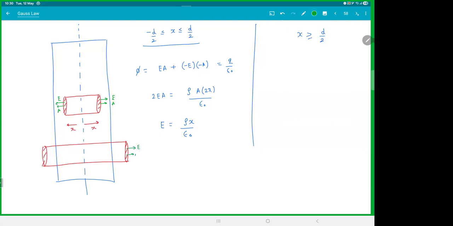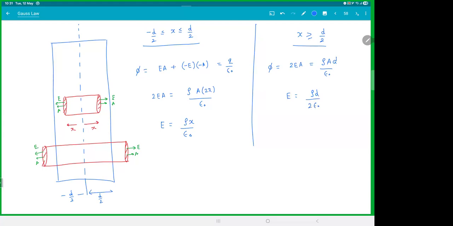This is E, this is A, this is E, and this is A. Same story. Here also the flux will be 2 times EA. But this time the charge will be rho into A into, remember, the thickness is only up to D. So that will be rho A D by epsilon. You end up with E is equal to rho D by 2 epsilon.